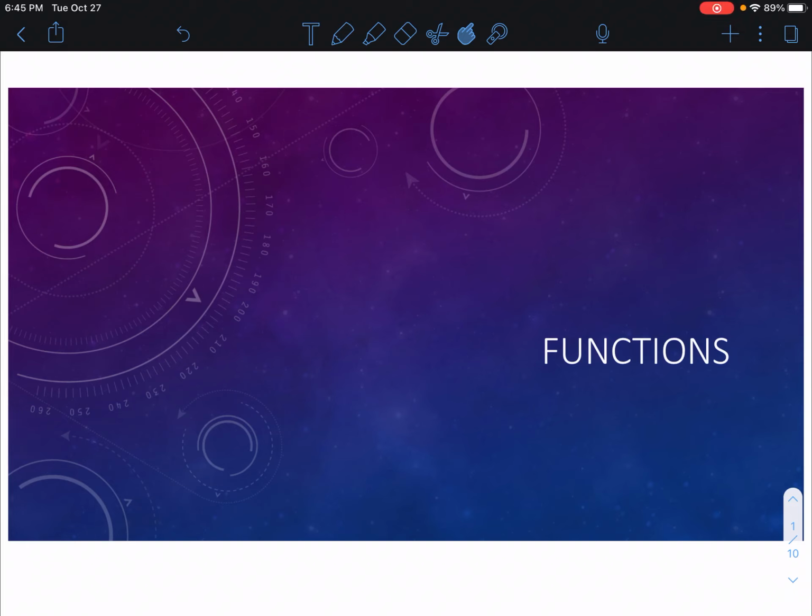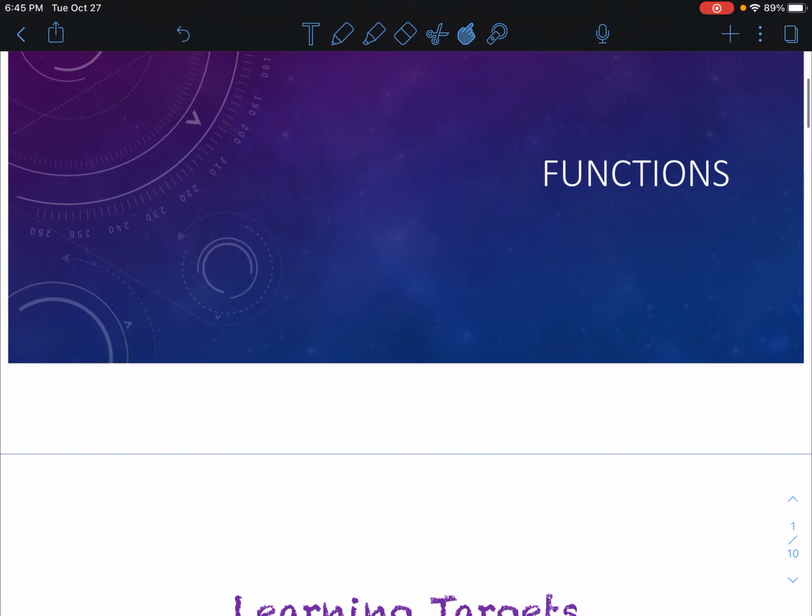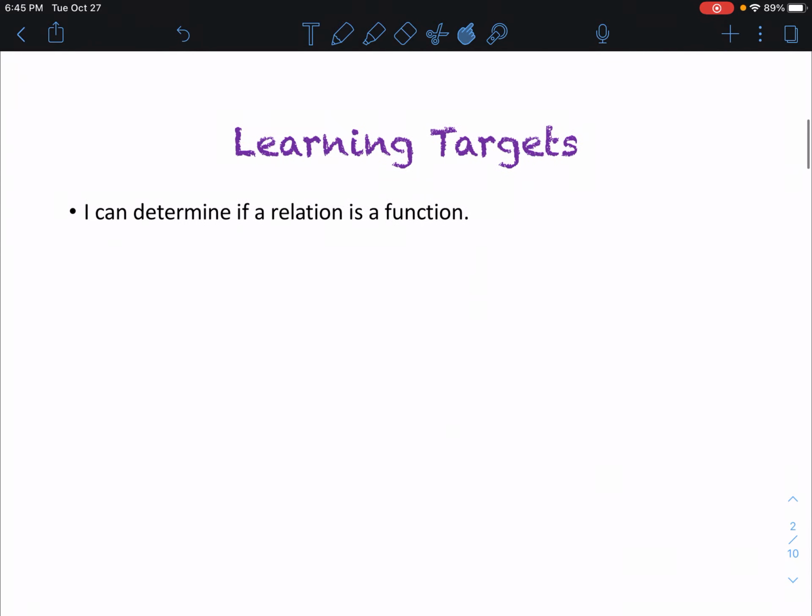Okay, so this lesson is on functions. This is a really important concept in math classes, Algebra 1, Algebra 2, pre-calculus, calculus. It's a pretty important concept. Okay, so today we're just going to determine if a relation is a function.